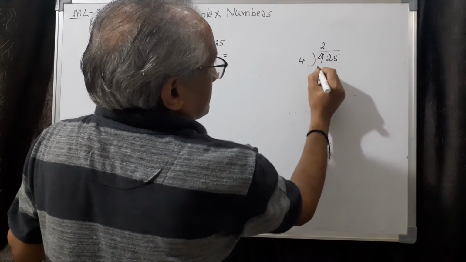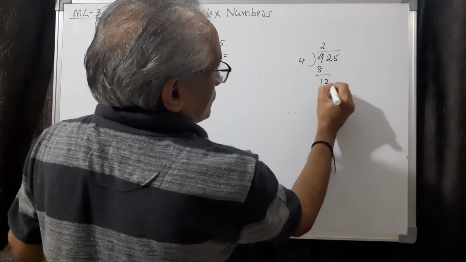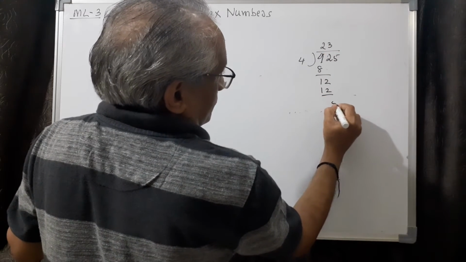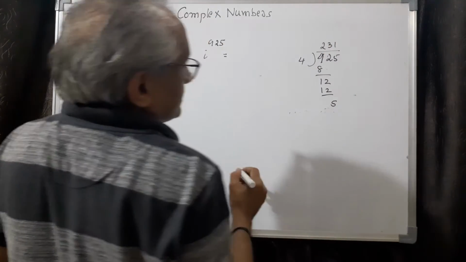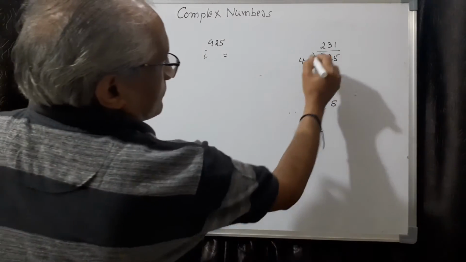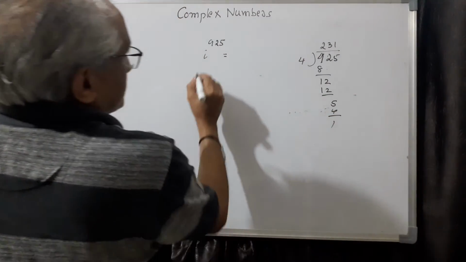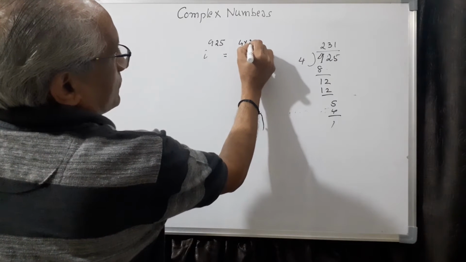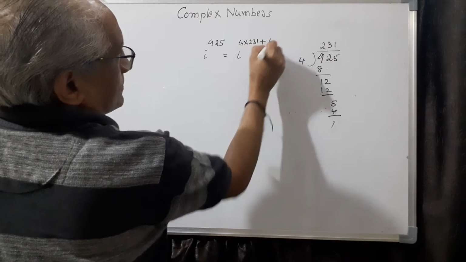4 2s are 8, then 1 2. So 4 3s are 12, then 5 bring down, 4 1s are 4 1. So definitely it is 231. Therefore this can be written as i power 4 into 231 plus 1.